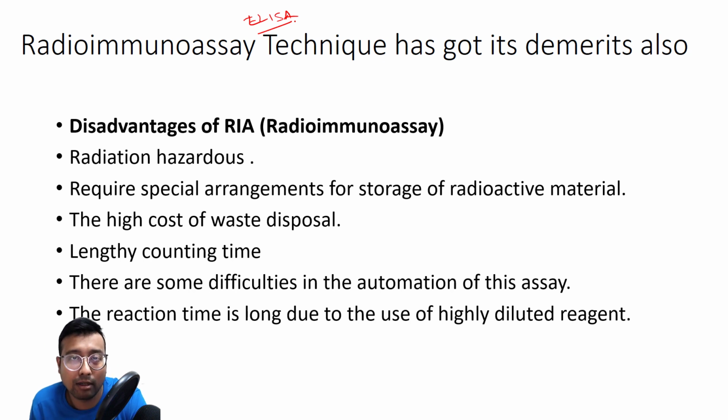And the last point I would like to mention is we use extremely diluted reagent because it is strongly radioactive. We cannot give a huge concentration of the reagent because it will be too much radiation hazard. So the reaction is extremely slow, and hence we need to wait a long time in order to get the report. For example, now you can get thyroid report in 2.5 hours or 3 hours. In RIA, it can take almost days, right? So these are the disadvantages or demerits of radioimmunoassay.